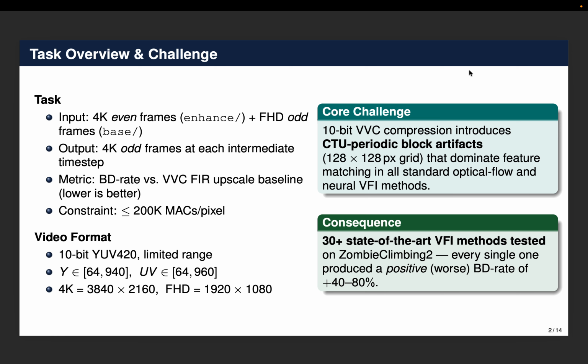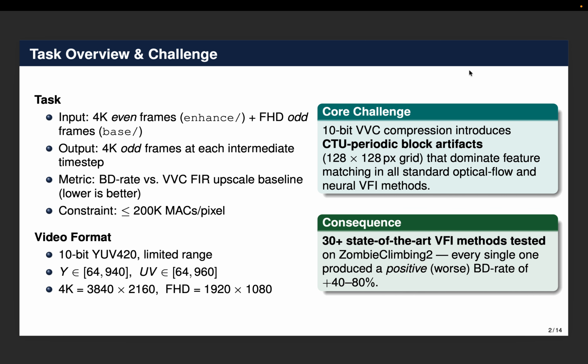The main challenge is that this is not clean natural video. It is 10-bit VVC compressed content, and the encoder introduces coding tree unit block artifacts on a 128-pixel grid. These artifacts dominate feature matching in optical flow and neural video frame interpolation methods. We tested more than 30 state-of-the-art VFI methods on Zombie Climbing 2, and all of them produced positive BD rate, often 40 to 80% worse than the baseline. This showed that off-the-shelf VFI does not work in this domain.